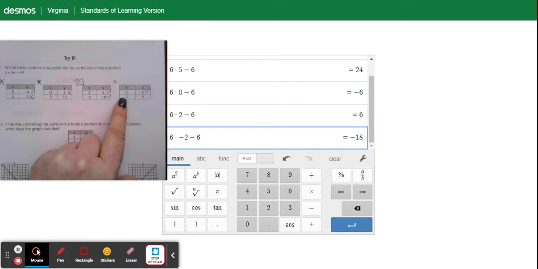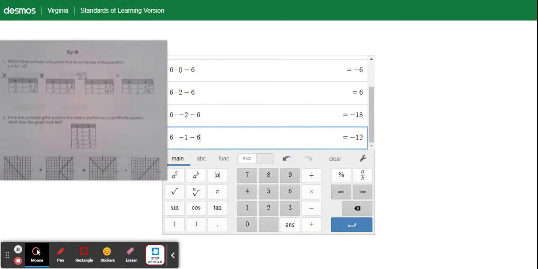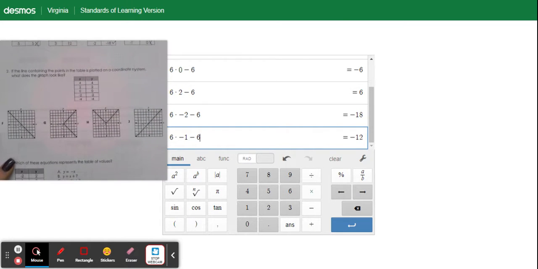I know this works, but let's just look at this next one, just to prove that it doesn't. 6 times negative 1 minus 6, this is not right. So you can see that this is the only table that has the two correct answers. Let's look at number 2.